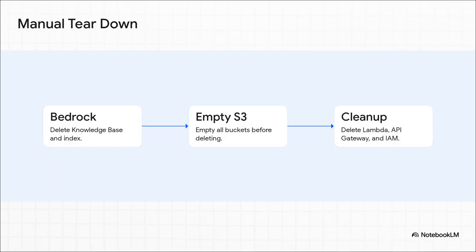But wait, we aren't quite done yet. The source documentation includes a highly specific manual teardown sequence. If you're just testing this architecture, you really must follow this to avoid any unexpected AWS charges. First, delete your Bedrock knowledge base and its data source. Next, and this is crucial, you have to manually empty your S3 buckets, the vectors bucket, the document bucket, and the front-end bucket, before AWS will even let you delete them. It's a bit tedious, sure, but it saves you from a surprise on your monthly bill. Finally, delete your Lambda function, your API Gateway, and those custom IAM execution roles.